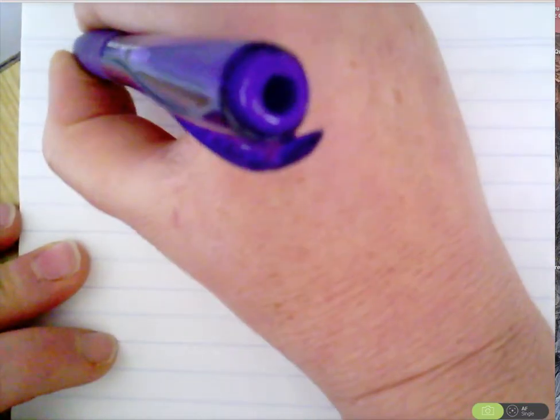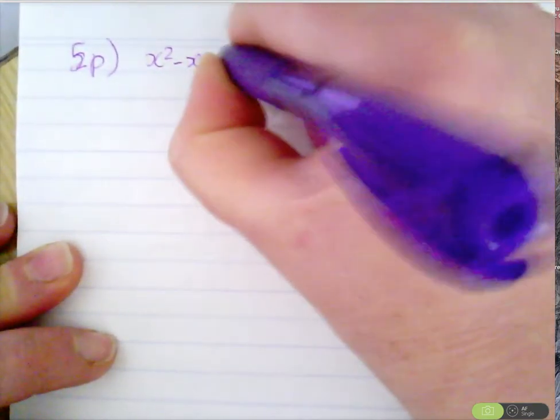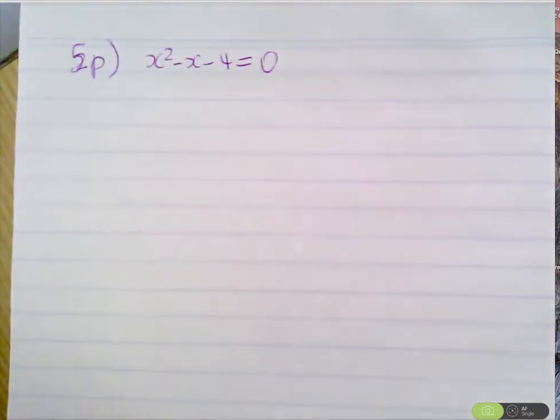We're going to do a question. Which one did I just do? J. Let's do M. No, let's do P, because a lot of people get a bit confused with that one. 5P. Solve this by completing the square.